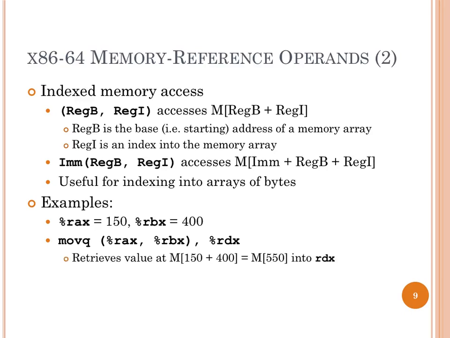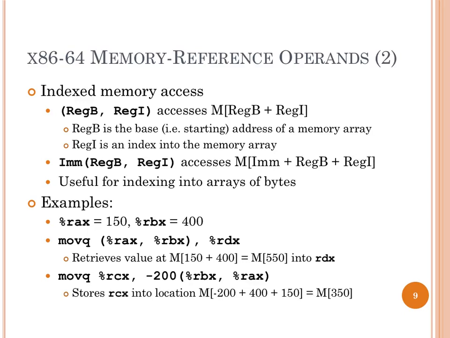movq with RCX minus 200. So, wow, this isn't very much more exciting than the previous example. It's just that RBX is now the base. So it's now 400 plus 150 minus 200. So you can see exactly how that works. Any questions?